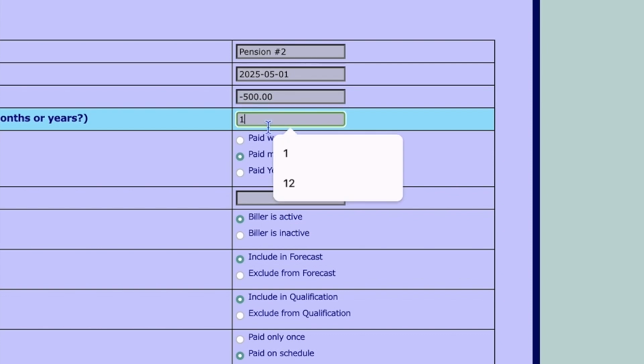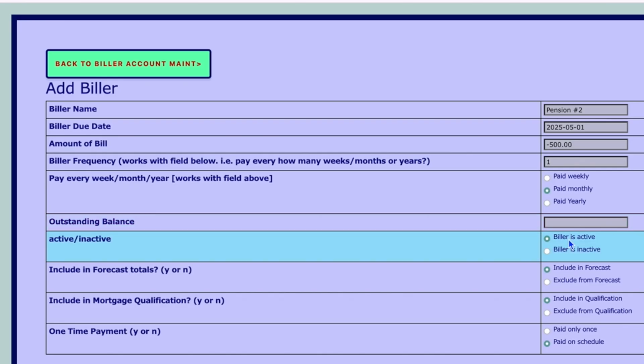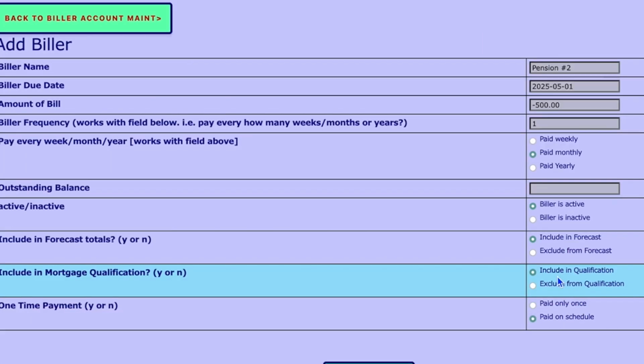The frequency, monthly, leave it like that. We don't have to worry about the outstanding balance. We want this to be active. We want it included in the forecast. Let's exclude this for mortgage qualification for now. It's not a one-time payment. We want this paid on a schedule. We want this income to come in every month, in other words. That's it. Let's click Create Biller.